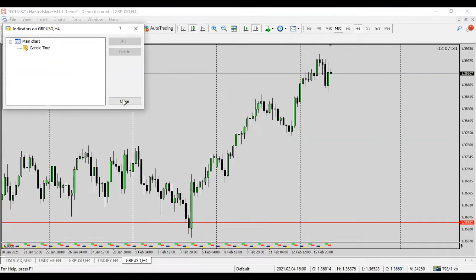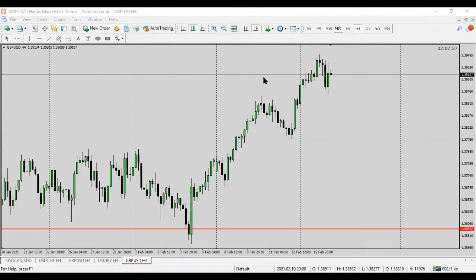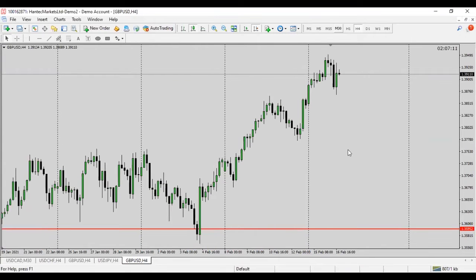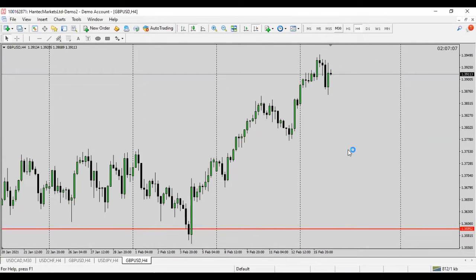I want you to pay very keen attention to what I'm about to show you. This market is fractal. What do I mean by that? All the things that are happening on the bigger time frames, like the daily, weekly, and monthly time frames, also happen on the smaller time frames, like the 1 hour, 30 minutes, 15 minutes, 10 minutes, 5 minutes, even on the 1 minute time frame.